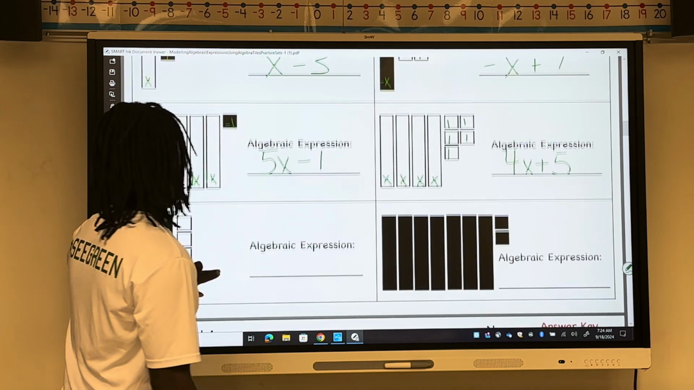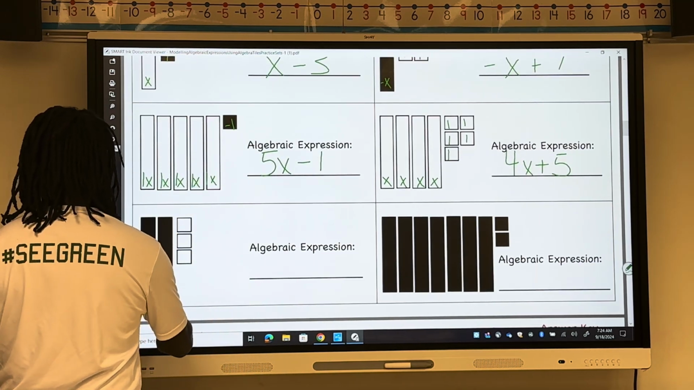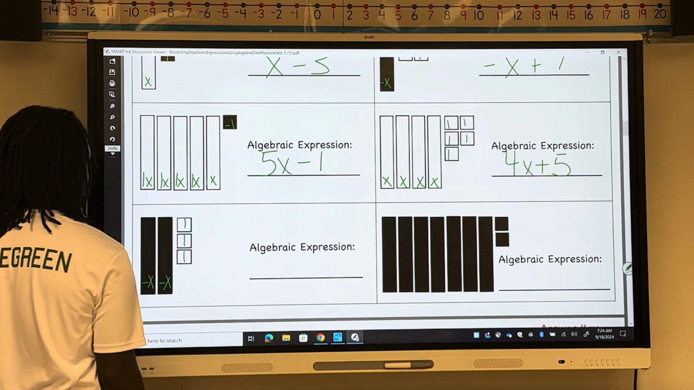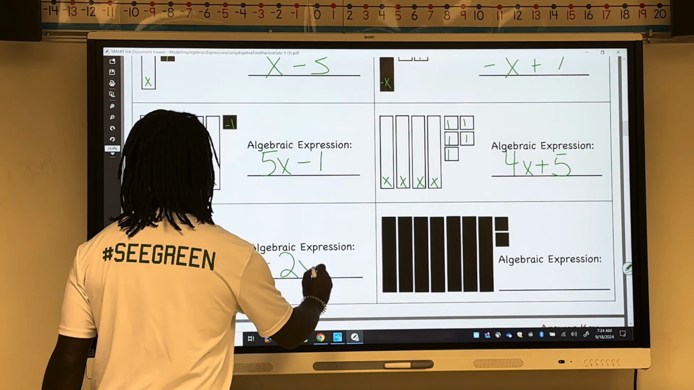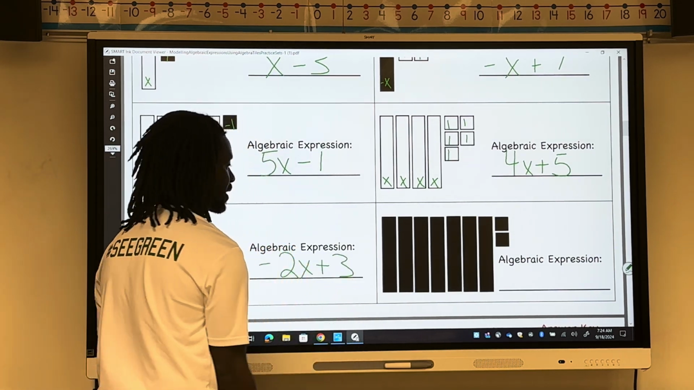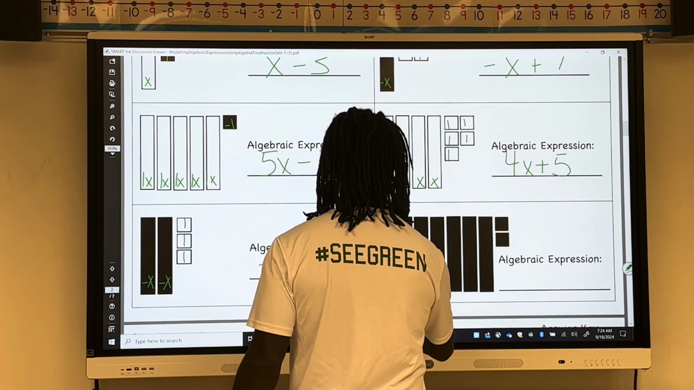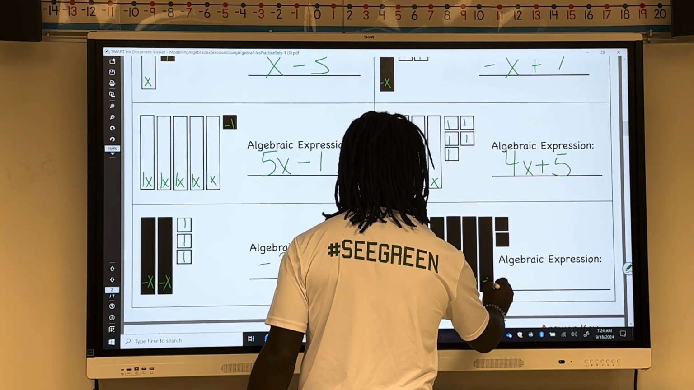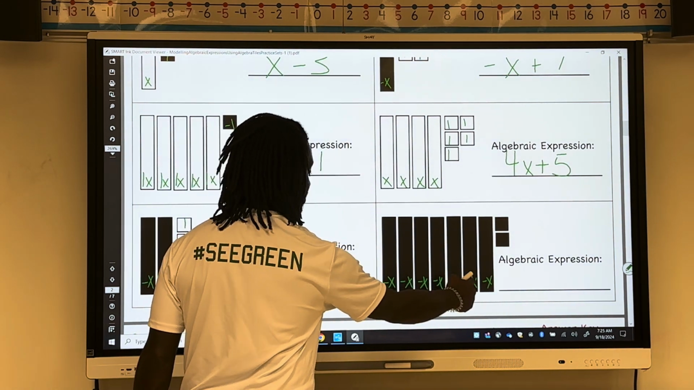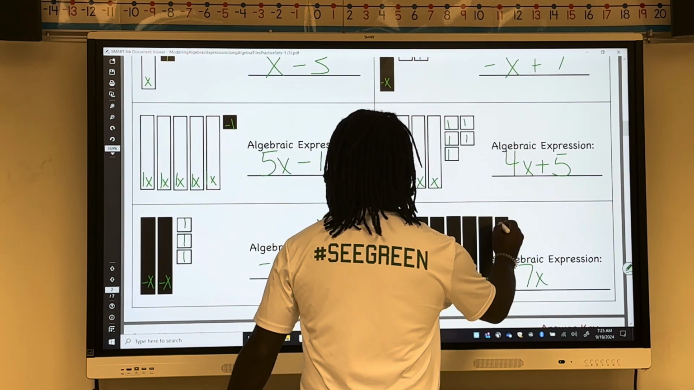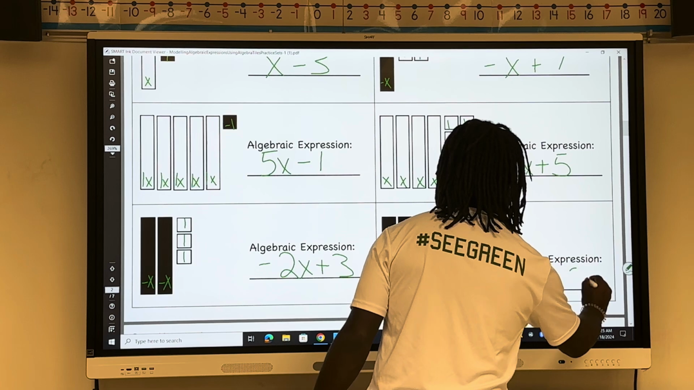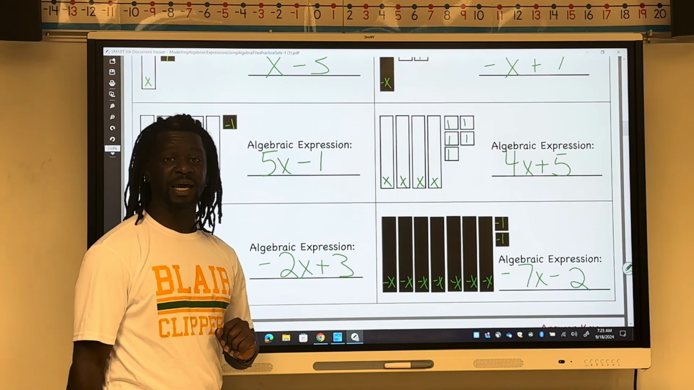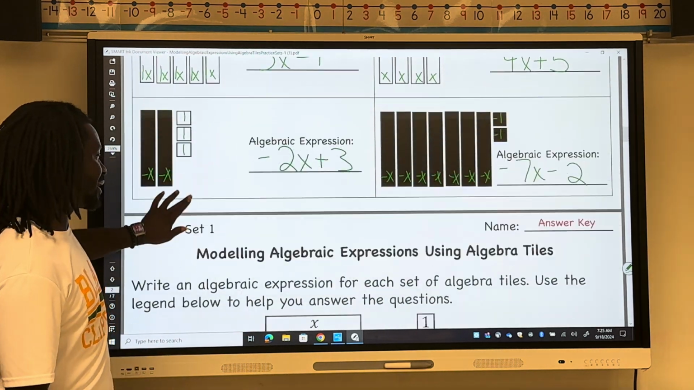All right, moving on. And then we got negative x. Then we got positive 1, positive 1, positive 1. So we got negative 2x plus 3, okay? And then lastly, we got negative x seven times. So 1, 2, 3, 4, 5, 6, 7. So negative 7x, and then we got negative 1 and negative 1 for a grand total of negative 2. All right. So hopefully that was pretty straightforward. Let's continue.